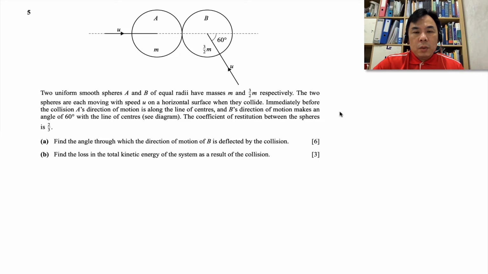The coefficient of restitution between the spheres is 2 over 3. The first question, we need to find out the angle through which the direction of motion of B is deflected by the collision. Then secondly, we're going to find out the loss in total kinetic energy of the system as a result of this collision. We're going to look at each one of these shortly.